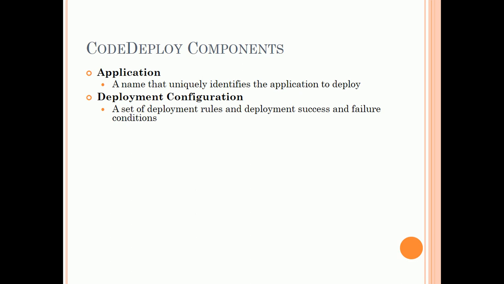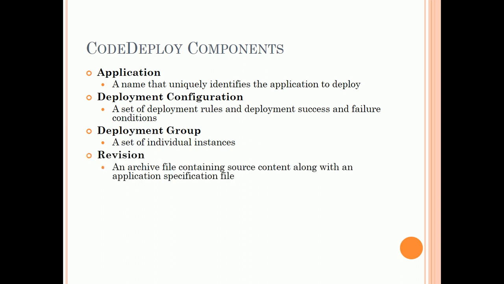The third component is deployment group. Deployment group contains individually tagged instances, Amazon EC2 instances in an Auto Scaling group, or both. The fourth component is revision. Revision is an archive file containing source content. Source content includes source code, web pages, executable files, and deployment scripts. And along with the source code, there is an application specific file. We call it the AppSpec file. Revisions are stored in Amazon S3 buckets or GitHub repositories.